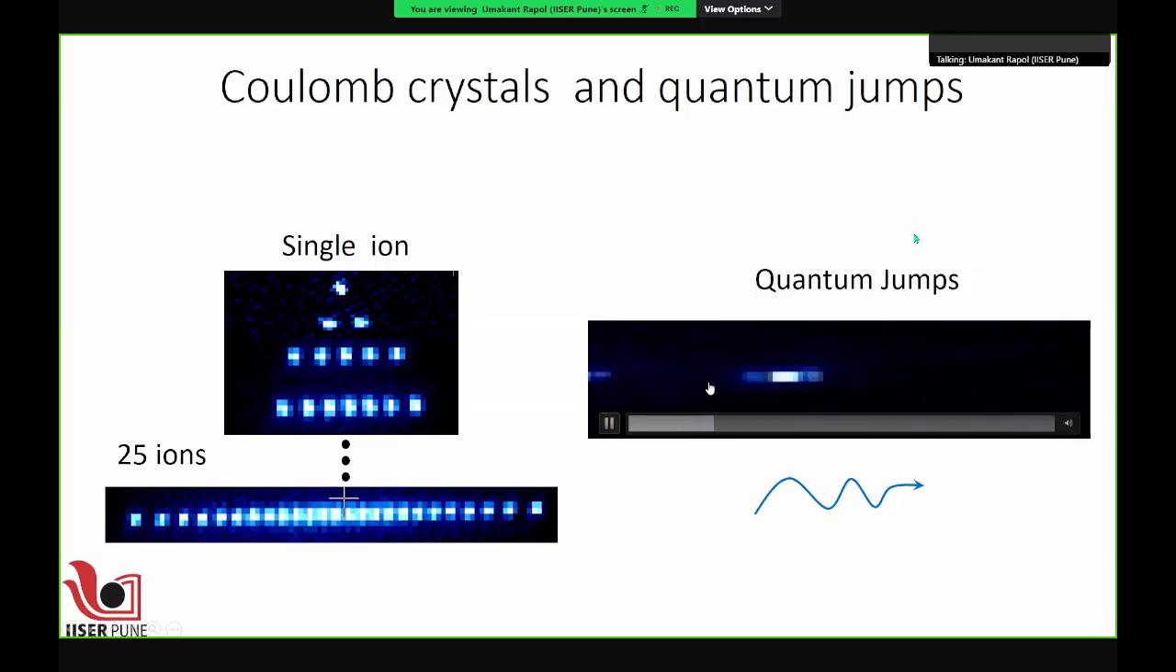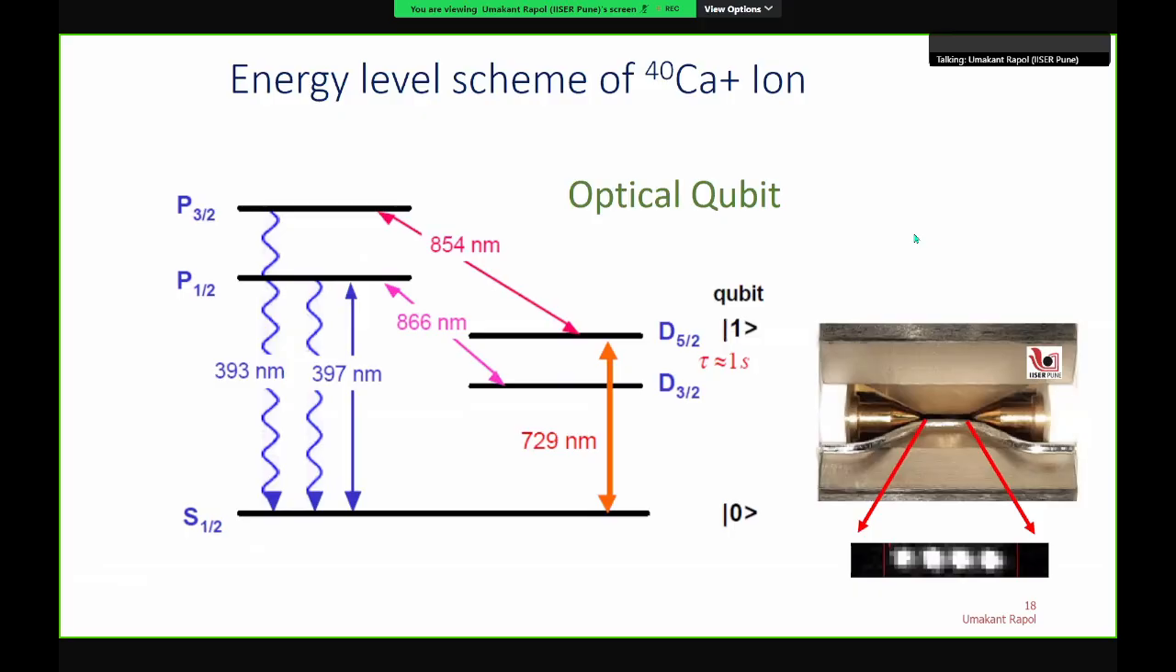Whenever the ion is bright, it shows the state is in 0, and whenever it goes dark, it tells us that the ion is in the excited state. And the way it works is this. For example, in calcium ion, a particular isotope of calcium, calcium 40, this is the ground state of the electron, which is in the S half state, and then there are many low-lying energy levels. So forget about all these blue transitions and these red ones.